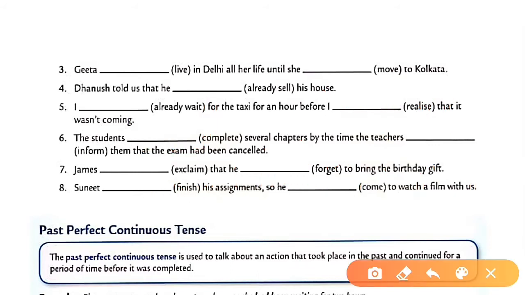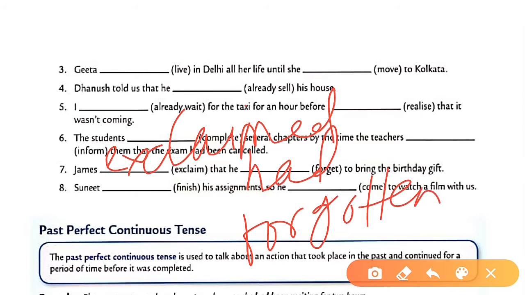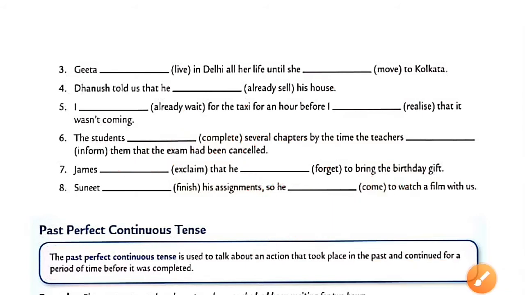Okay, number 7. James exclaimed that he had forgotten to bring the birthday gift.